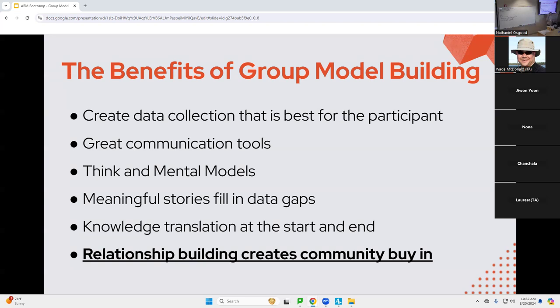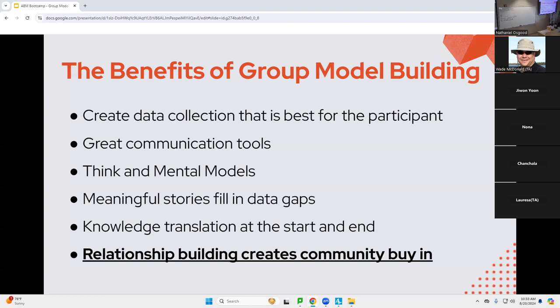Again, you're never going to press go or run on a causal loop diagram, but they're really good thinking or mental models. You create these meaningful stories working with these people that fill in data gaps. I don't know why somebody doesn't go to one homeless shelter versus the other, but they do, right? And they know why their friend does. So that really can help build dynamic pieces that help your models.